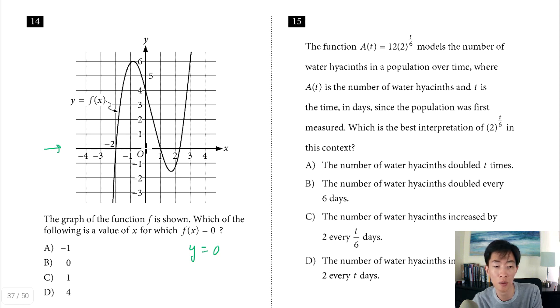So that happens in 3 places. When x equals -2, when x equals 1, and when x equals, it looks like, about 2 1/3. So we look at the answer choices, -2, 1, 2 1/3. The answer is going to be C, and that's all you really need to do for this problem.